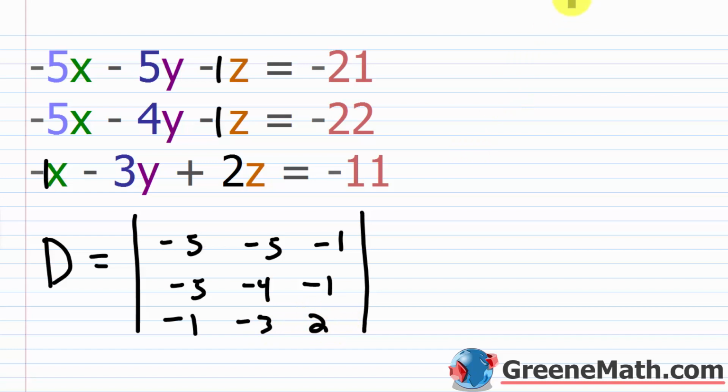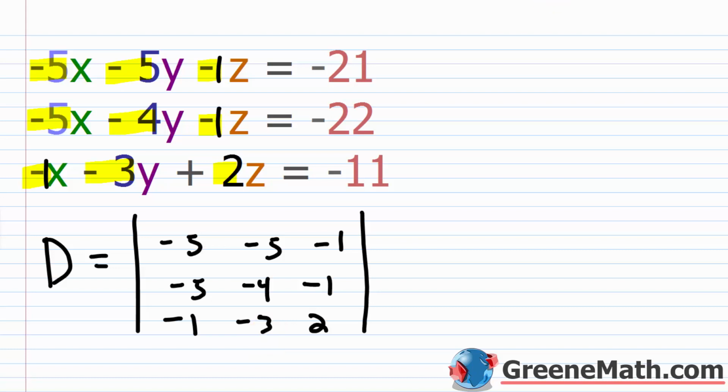Okay. So let's recap. I got negative 5, negative 5, negative 1. Negative 5, negative 4, negative 1. And then negative 1, negative 3, and 2. So you always want to check stuff to make sure you got it right, because the simplest error, like forgetting a negative or something like that, you're going to get the wrong answer.